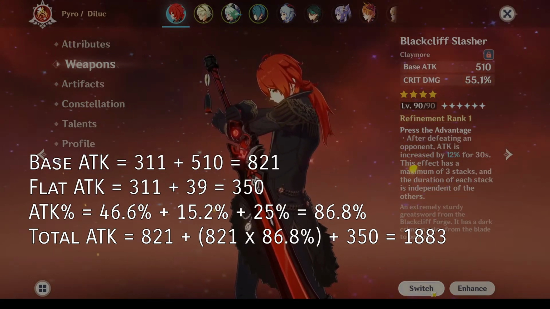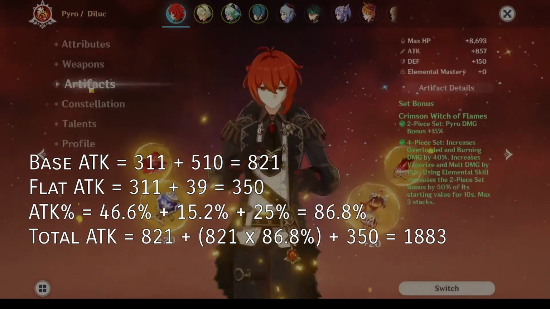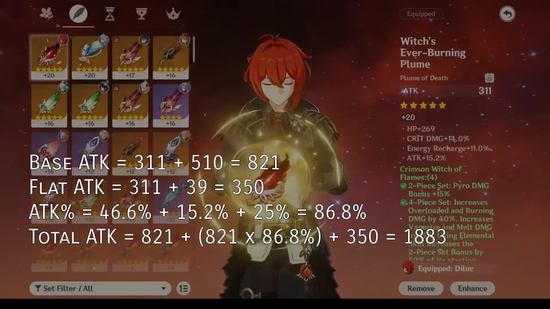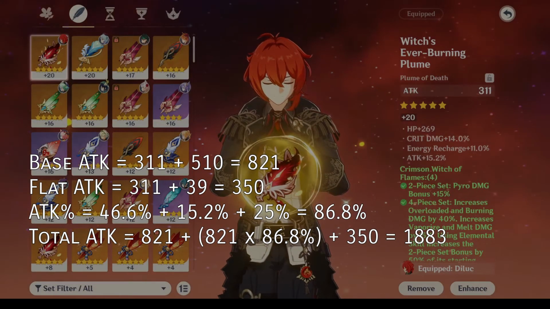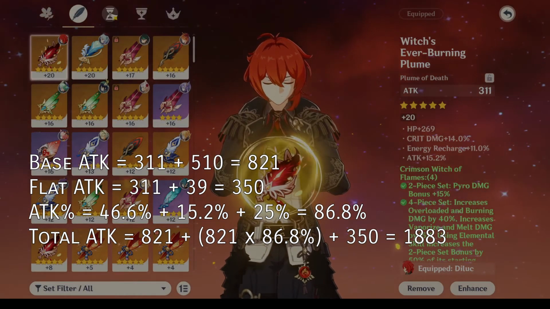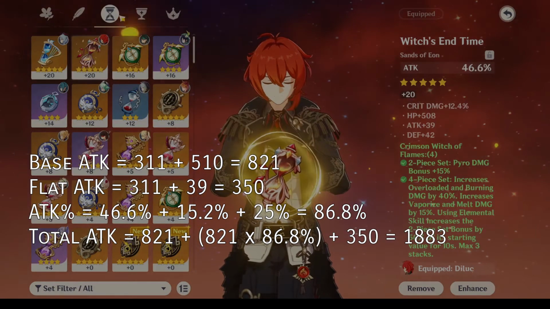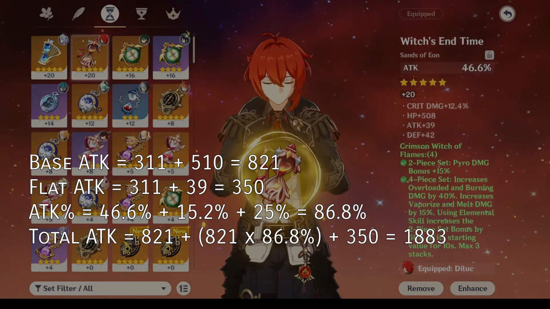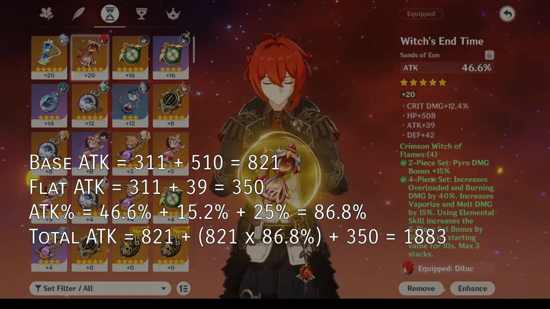So then we need to calculate flat attack. So we're going to go into his artifacts, and the main one you can see here is on the feather. There's 311 on the feather. And if we go over here, we can also find that I've got 39 flat attack on this, and that's all the flat attack I have. So that's this 350 number.